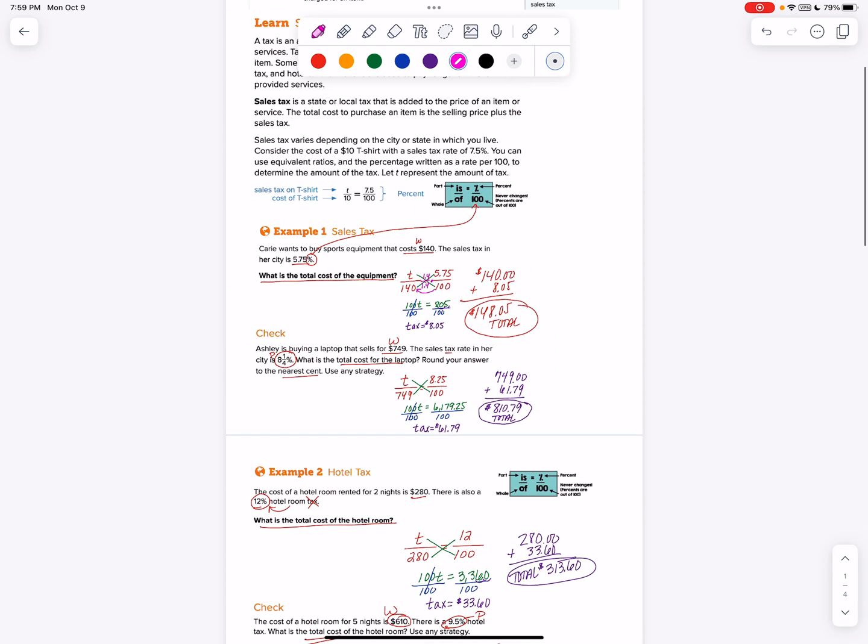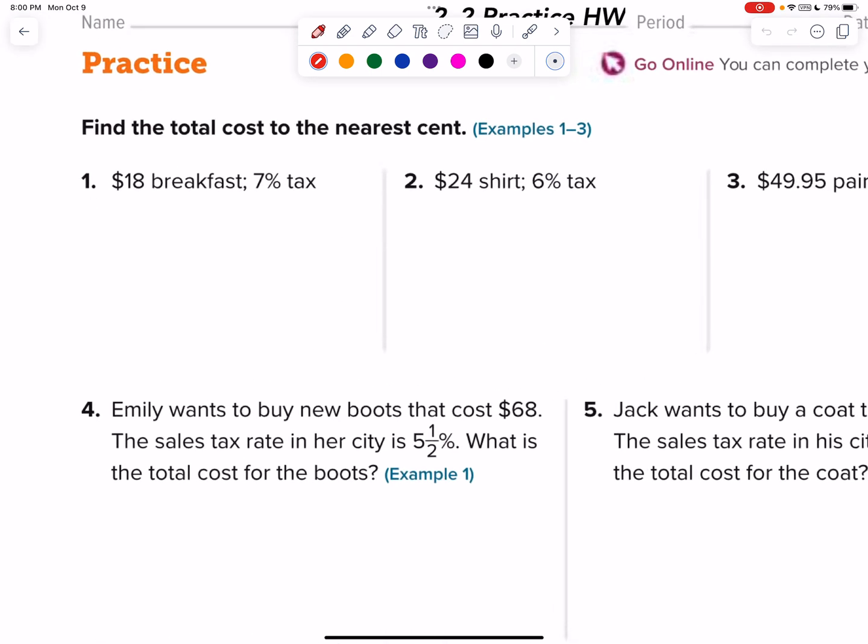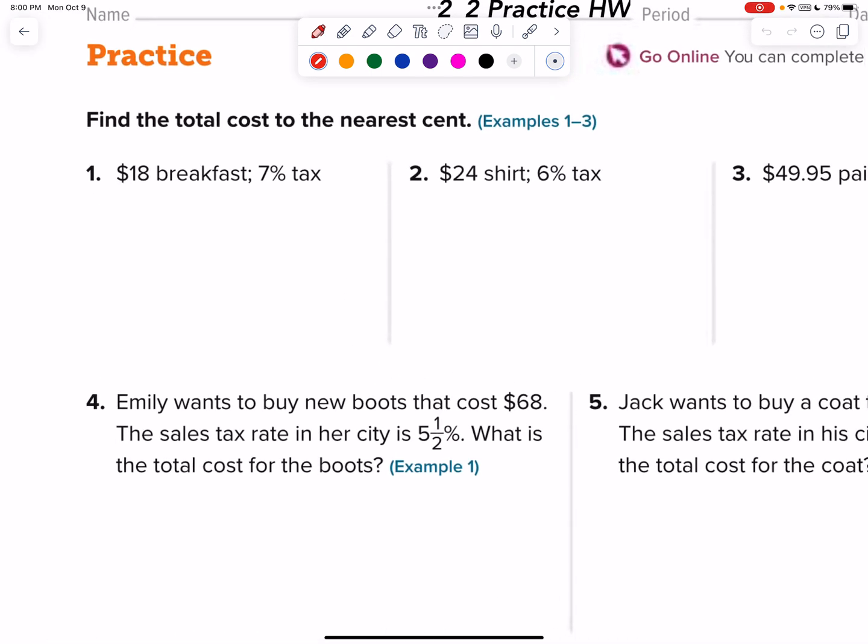Okay, let's go ahead and take a look at your practice homework. We'll do some of these problems together, and then I'll give you time to work on the rest on your own. Let's start off with the same process as before. I expect to see the proportions for every single one. Here's my percent. Here's my whole cost of breakfast.